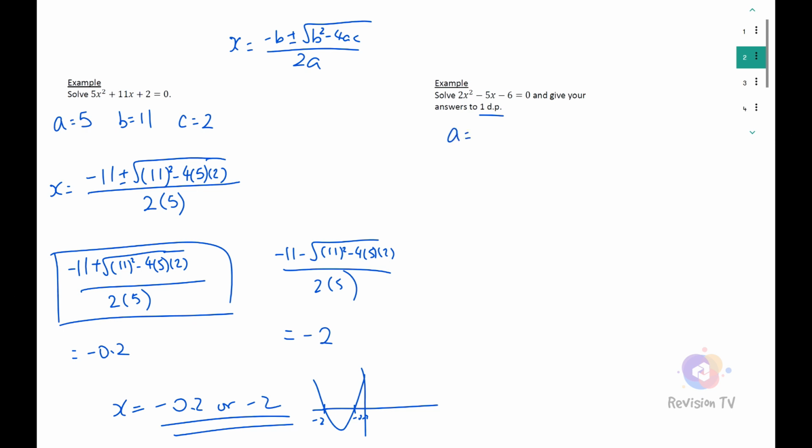This time a is 2, b is negative 5, and c is negative 6. So when you rewrite it, just be careful. Now, I would personally write down the minus and then minus 5s. I'll put both minus in there. Okay, so negative b plus and minus square root. When you put b squared, make sure to put a bracket, minus 5 squared.